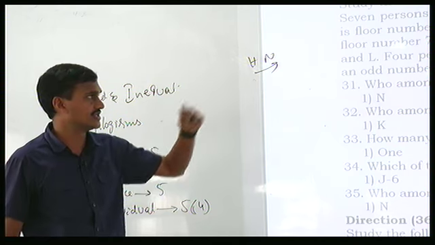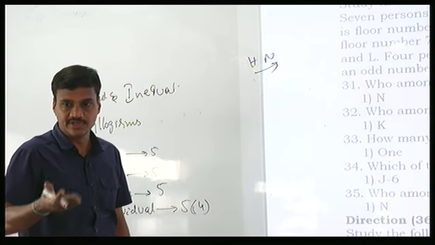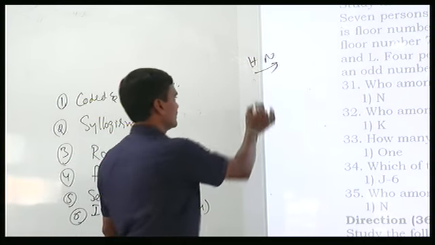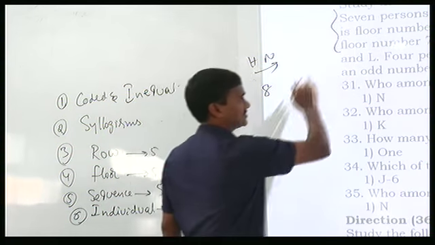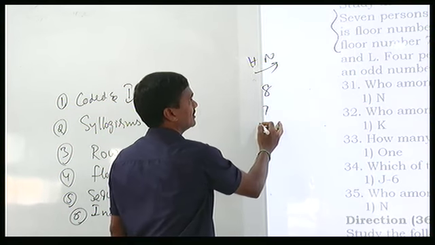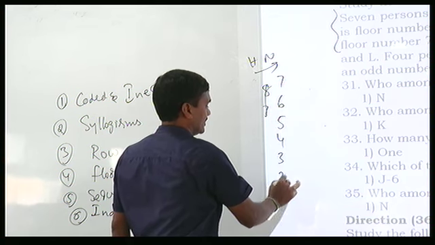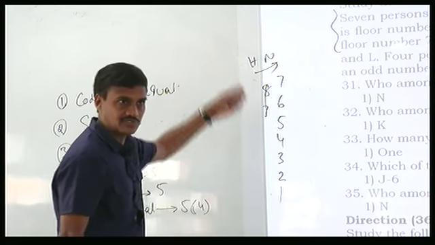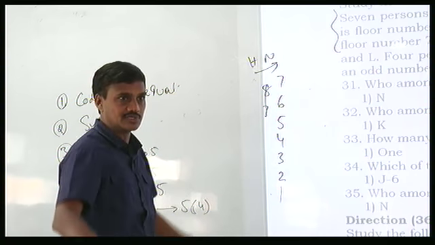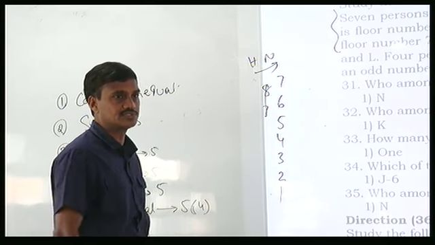Okay, no need to read the entire information. Bottom is 1, above 1 is 2 and so on. That's it. No need to read the first information at all. Then how many persons are there? 7 persons. 7, 6, 5, 4, 3, 2, 1. Whenever floor is given, always write like this rather than in the horizontal way. Clear now? Then start working this out.